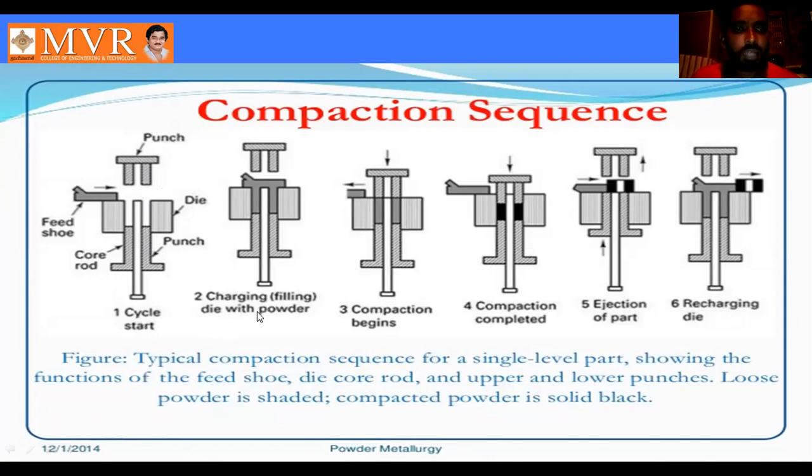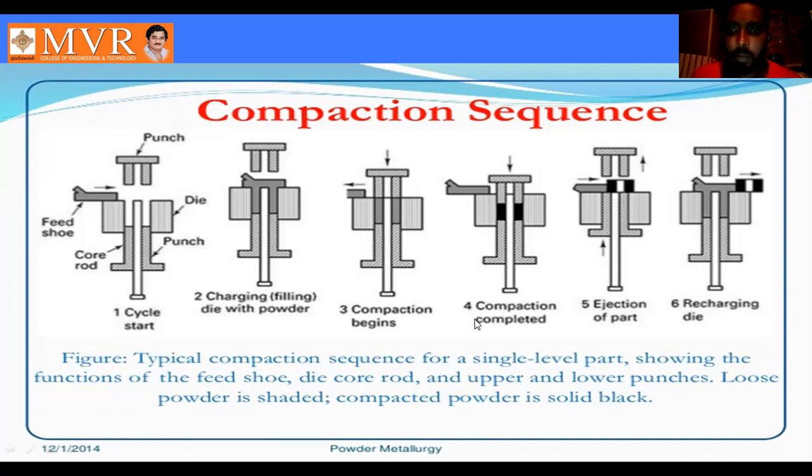Charging, filling the die with powder. So see here, filling the die with powder. Charging the die with powder. So it is a powder. These we can see are the punch. So compaction begins here onwards. Compaction beginning means we are applying force with the punch on the powder, like this.